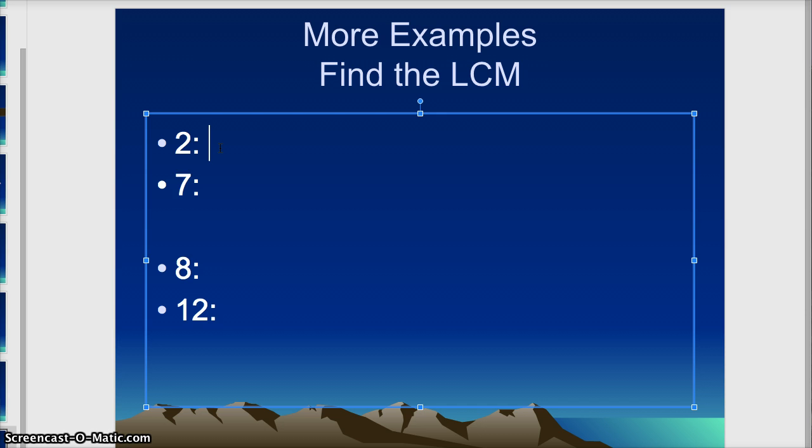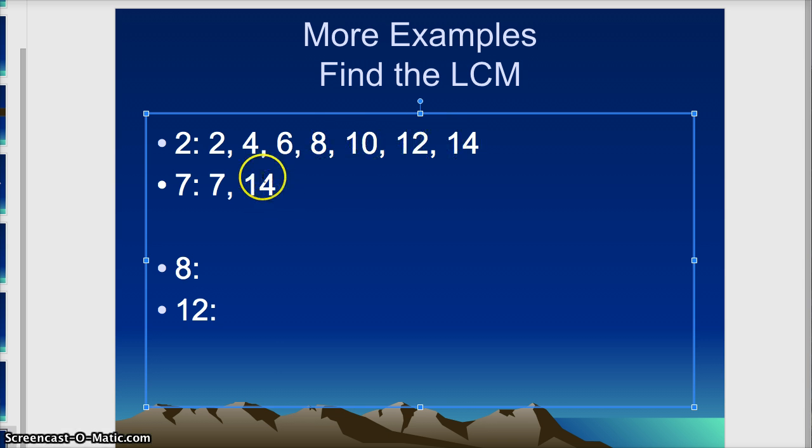Okay, for 2, I'm going to start listing out 2, 4, 6, 8. Okay, and I'm past 7, so I'm going to start alternating 7, 14, 8, 10, 12, 14. Okay, and the reason why I kept doing this is because I was trying to get to 14 or past 14, and I got 14. So I see right now that the LCM is 14. They both have it in common, and it's the lowest one, the very first one I came to. LCM equals 14.